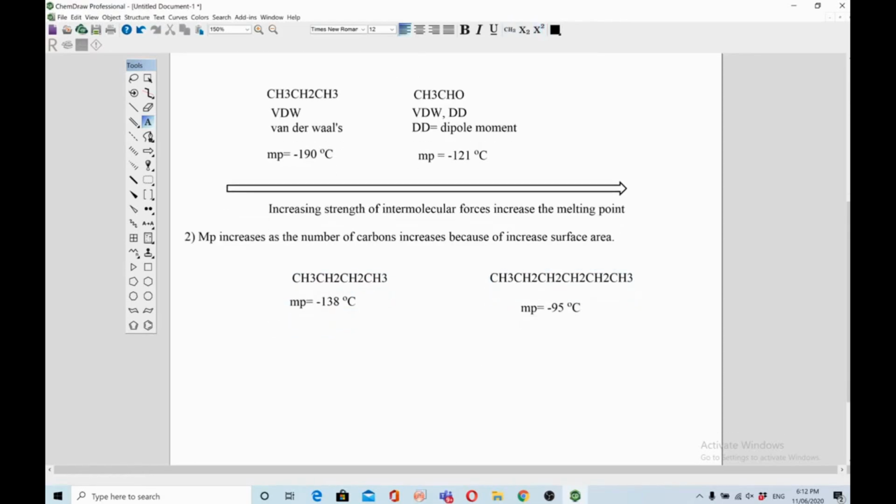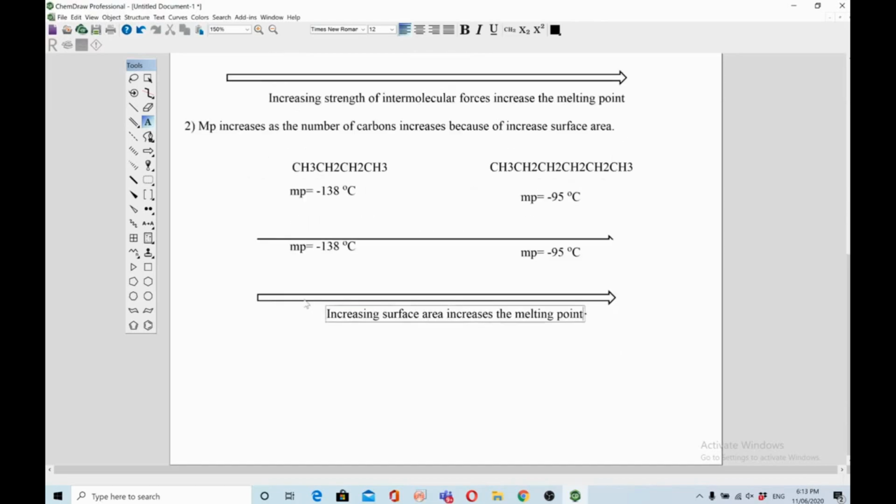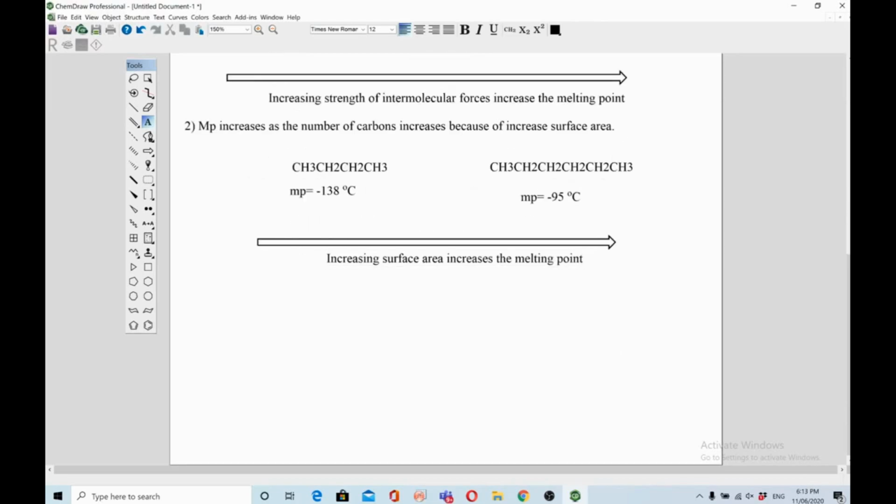So the concept of this point is, if the number of carbons increases along the chain, the melting point also increases. Why is this happening? Because of increasing surface area. As the number of carbons increases, the surface area increases, and increasing surface area increases the melting point. You can apply this concept to any alkanes. I'm just discussing alkanes here.